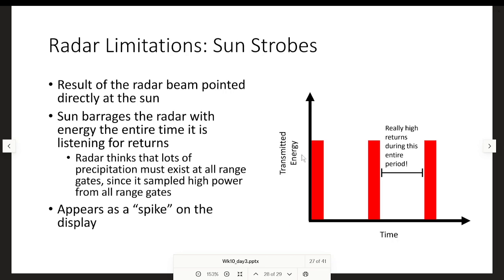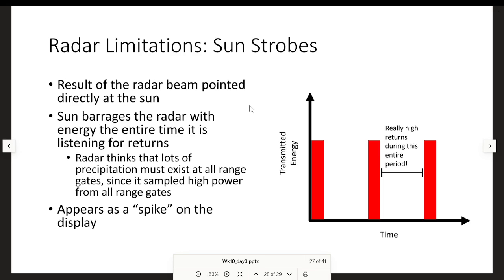Another limitation is sun strobes. When the radar beam is pointed directly at the sun, the sun barrages the radar with energy the entire time it is listening for returns. So the radar thinks that there's lots of precipitation at all range gates since it sampled high power from all range gates, so it'll look like a spike on the display.